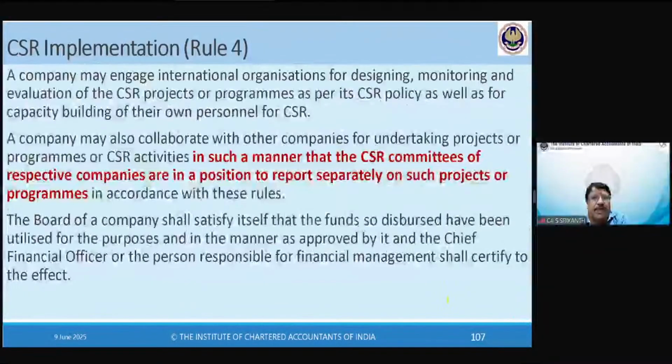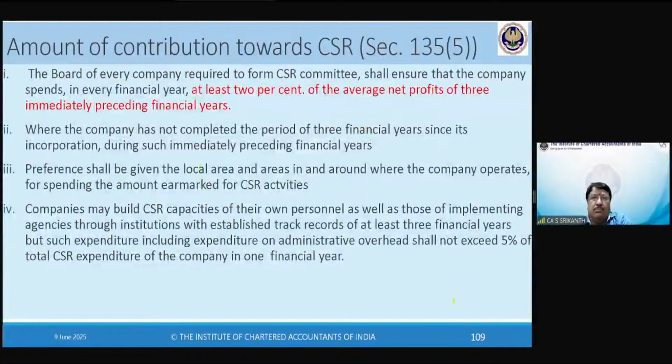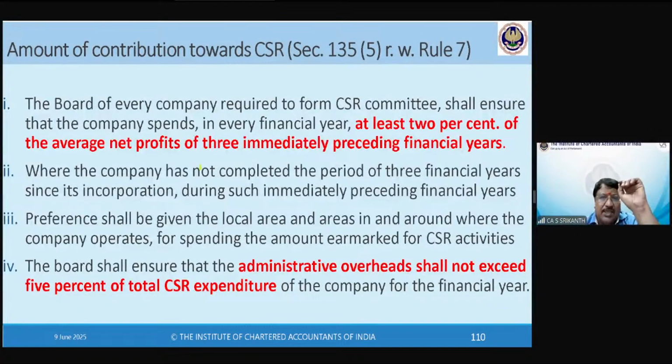Very importantly, what is the percentage to be transferred? The board of every company required to form a CSR committee shall ensure that the company spends in every financial year at least 2% of the average net profits of the 3 immediately preceding financial years. Okay, 2% of the average net profits of 3 immediately preceding financial years. We already saw all this, the administrative overheads, which are not connected with the CSR expense. For the purpose of disbursing, we need to hire people. Suppose the amount involved is huge, then you have to have people to monitor, their salary, etc. That total administrative overhead should not exceed 5% of the CSR expenditure.